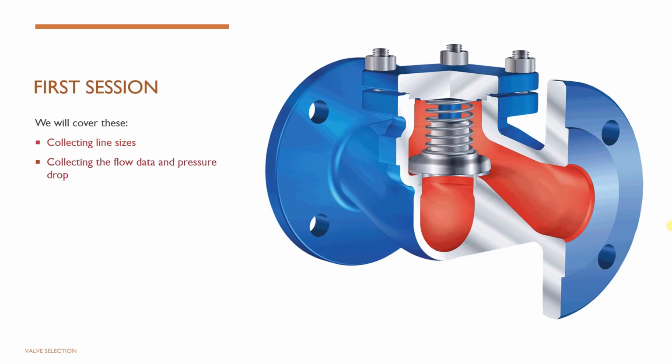The next thing you want to do is get the flow data and pressure drop. This flow data and pressure drop is usually tabulated in the schedule for the specific equipment you are selecting your valve for. So either you can go through your mechanical drawings for the flow data and the pressure drop, or this will be specified in the submittal of each and every equipment.